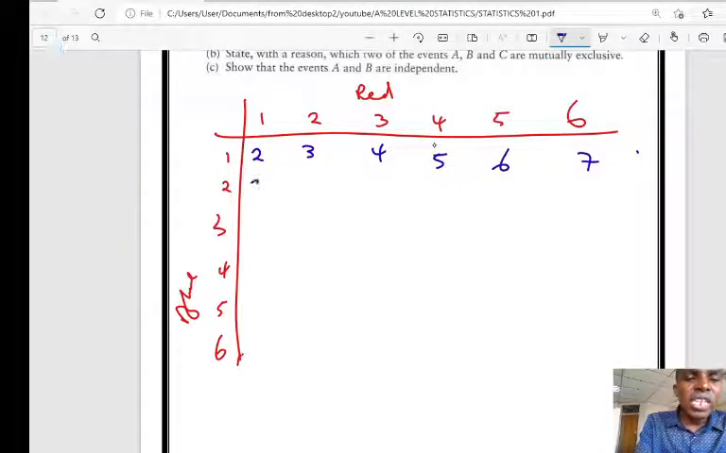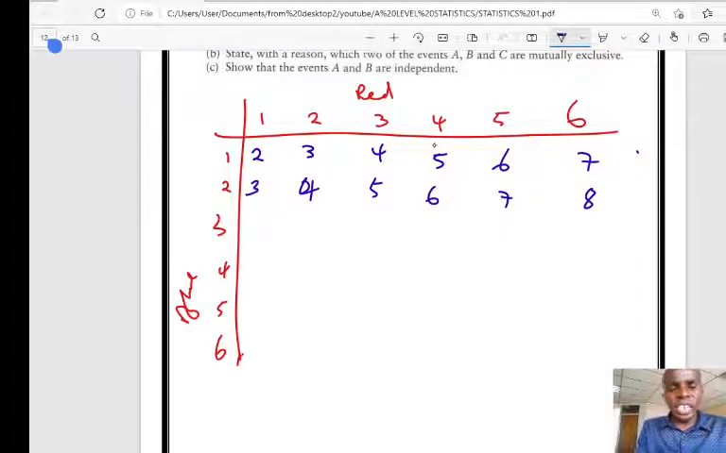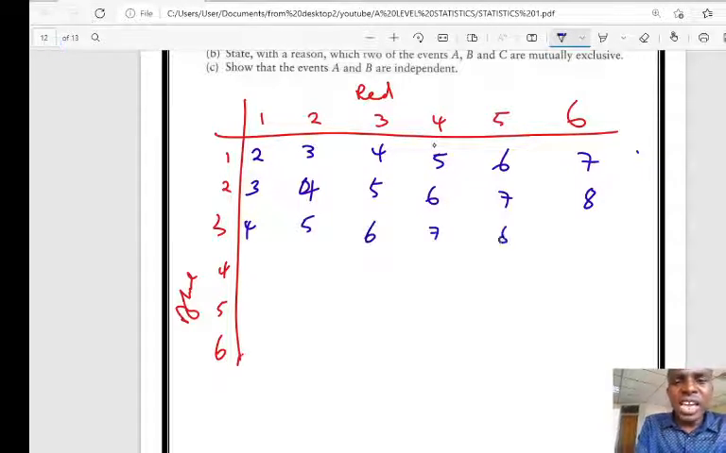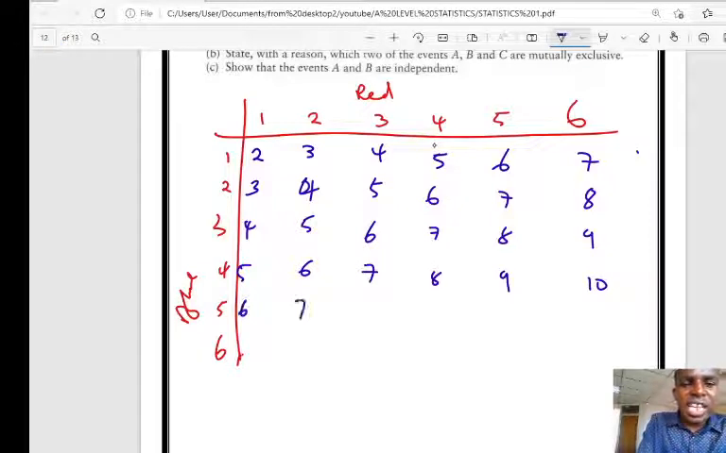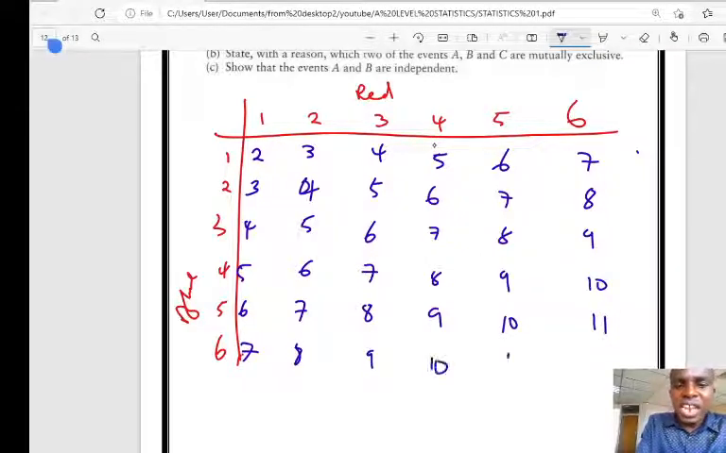Then here, 2 plus 1 is 3, 2 plus 2 is 4, then 3 plus 2 is 5, 6, 7, 8. So it's more like it's flowing, right? In this part it will be 4, 5, 6, 7, 8, 9. This part 5, 6, 7, 8, 9, 10. This part 6, 7, 8, 9, 10, 11. This part 7, 8, 9, 10, 11, and 12. So these are the sums of the totals of the red die and the blue die.